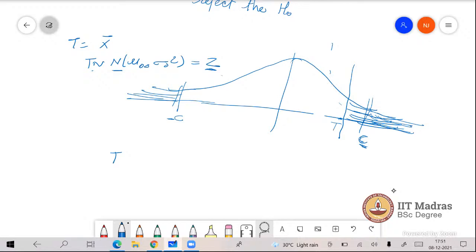That's why I'm interested in finding the probability of X bar minus mu less than or equal to T. This probability will give you the P value, right?